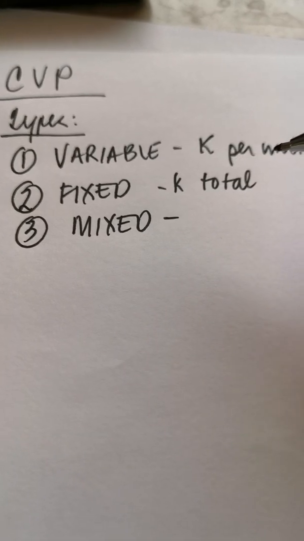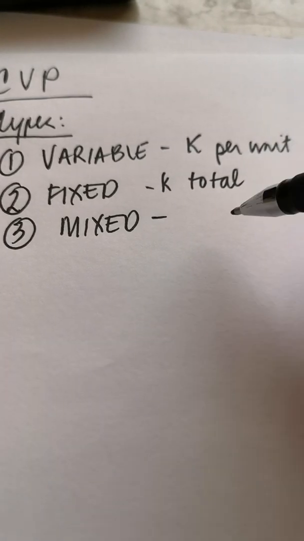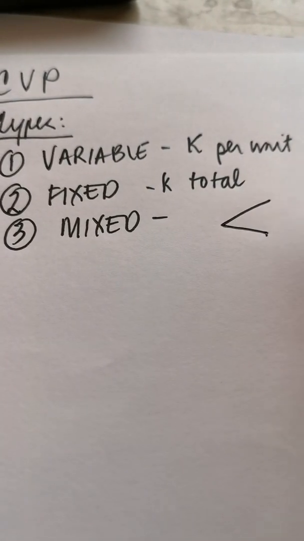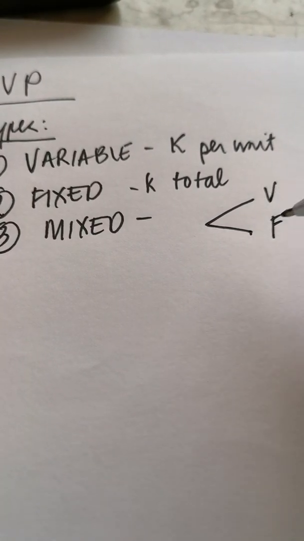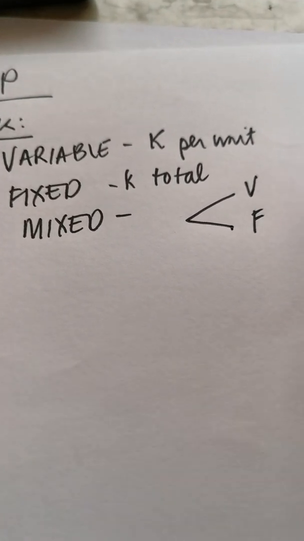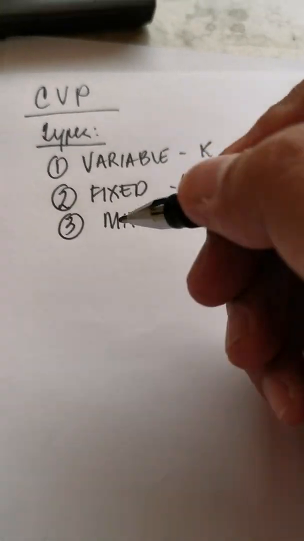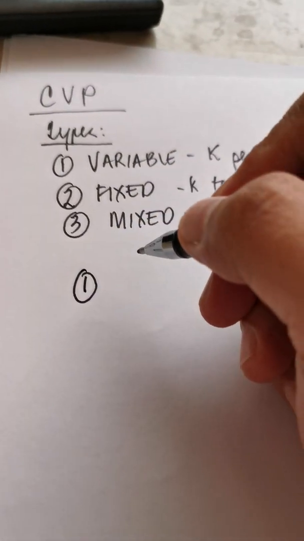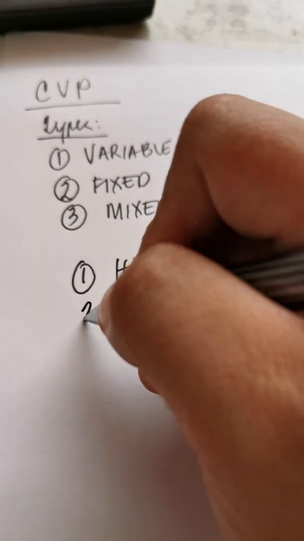Probably you would be wondering, what do we do with the mixed cost? For the mixed cost, we have to split it into its variable and fixed components. And how do we do that? There are three ways to split the mixed cost. Number one, we have the very simple high-low point. And this is what we're going to use this afternoon.